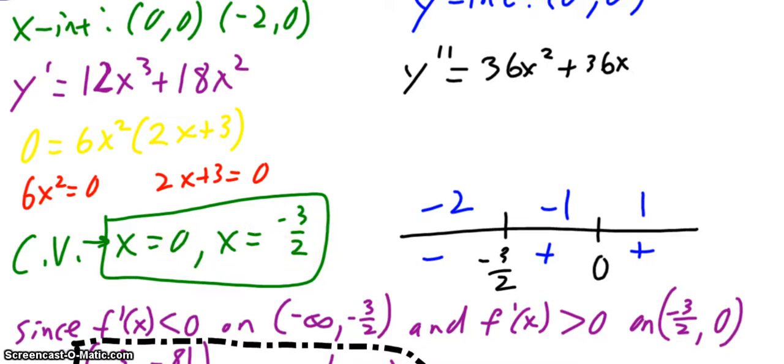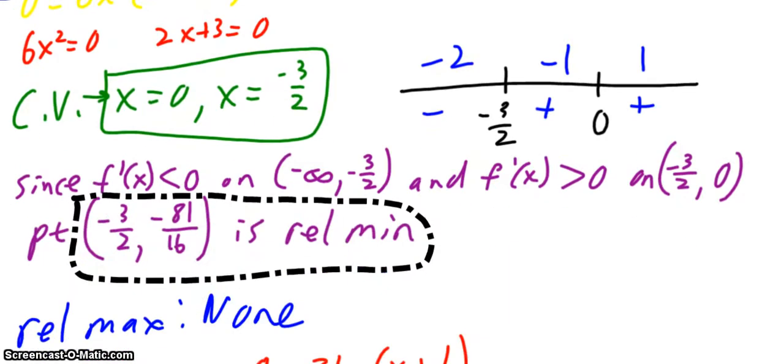So for this one, I chose just to do the increasing and decreasing chart, since last time I used the second derivative test primarily. So I did an increasing and decreasing chart. I see that it changes sign around negative 3 halves, but it does not around the 0. So since f prime of x is less than 0 on negative infinity to negative 3 halves, and f prime of x is greater than 0 on negative 3 halves to 0, the point negative 3 halves, negative 81/16, is a relative minimum. There is no relative maximum.